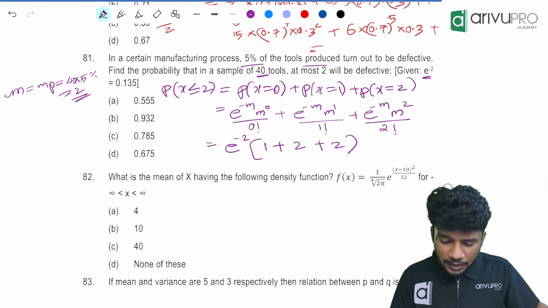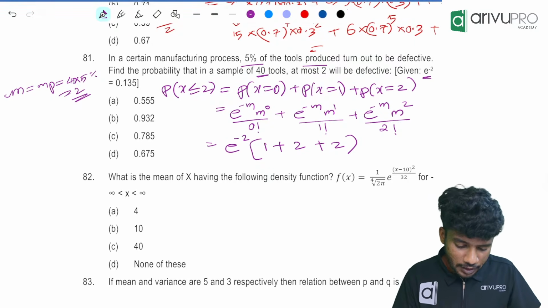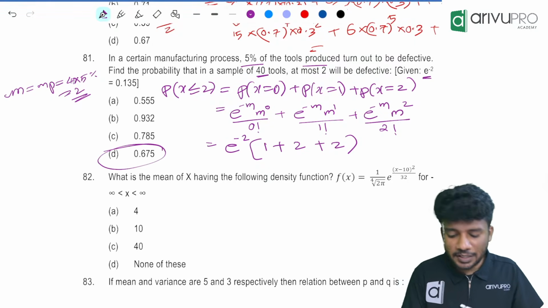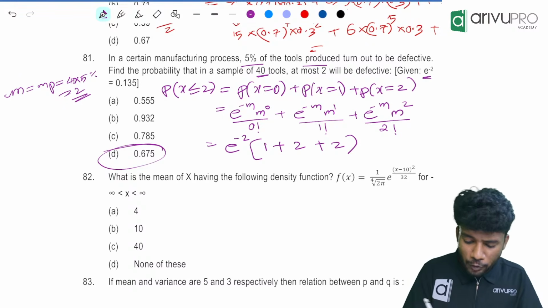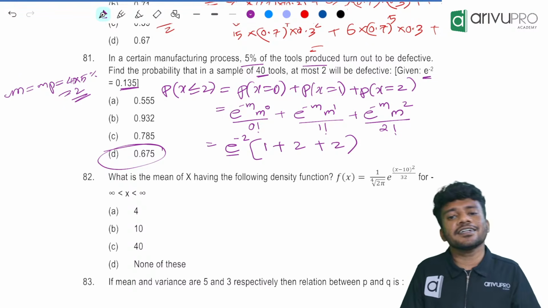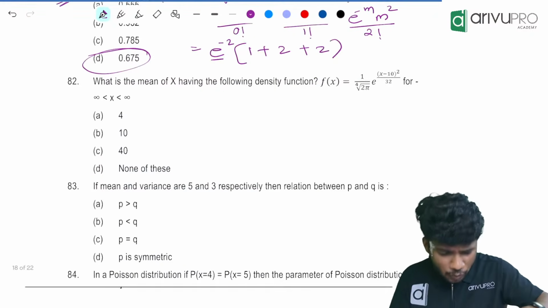0.135 multiplied with 5. How much are you getting? 0.675. Option D is the answer. Very easy answer. How did you get this value? It is already given in the question. That's why. Next question, people.